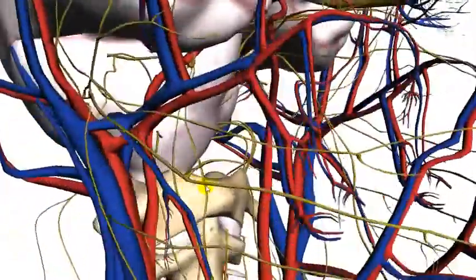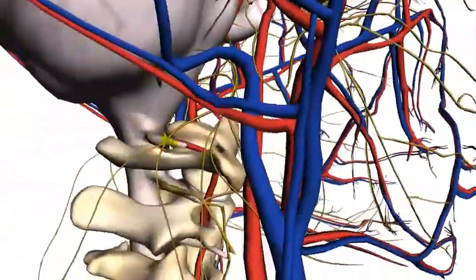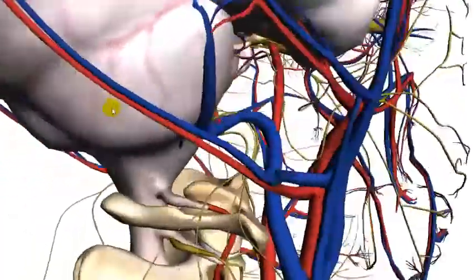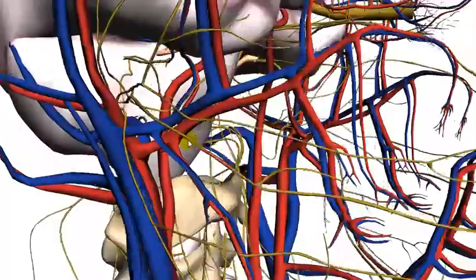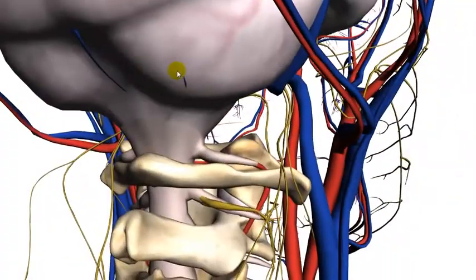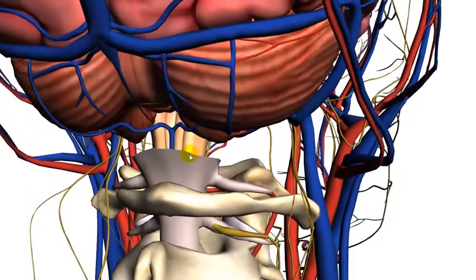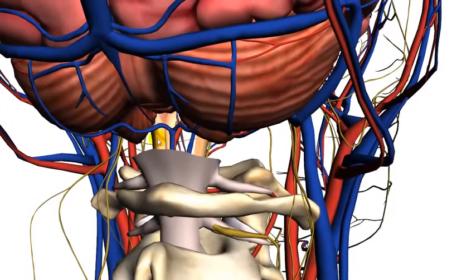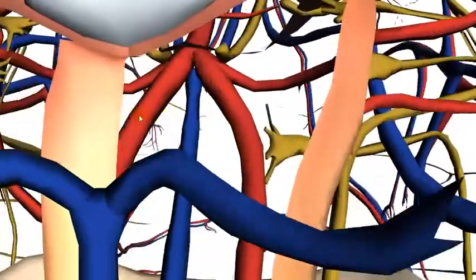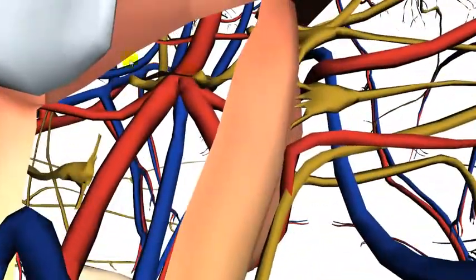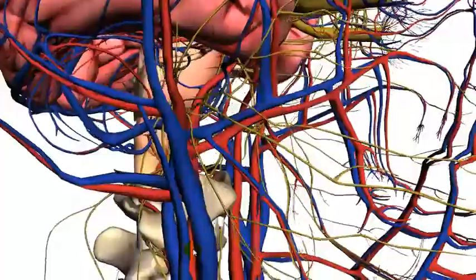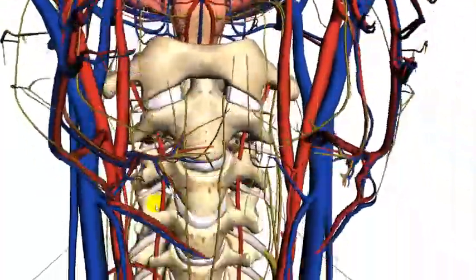up. I haven't got the skull here, but it runs through the foramen magnum and to the base of the brain, where it joins the circle of Willis. See if we can see that actually. Yeah, it comes up and joins here, which is at the base of the brain. So that's what the transverse foramen is for.